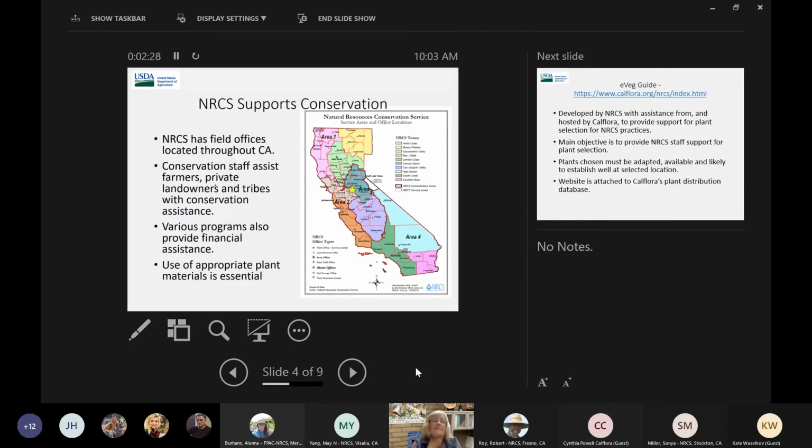NRCS, as I said, supports conservation throughout the state. There are field offices everywhere. This is a map.